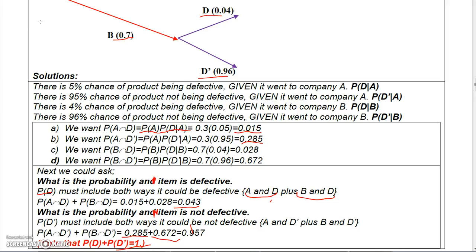On the next video, I'll go ahead and do a couple more examples, then I'll get into a formula called Bayes' formula.